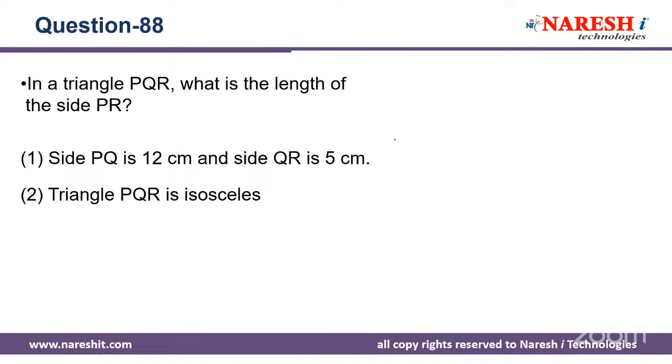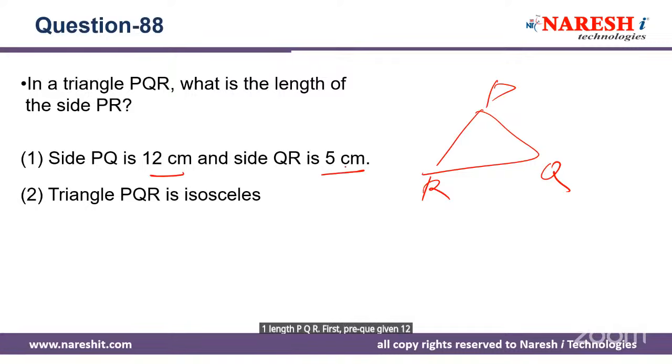In a triangle PQR, what is the length of side PR? So there is a triangle PQR. We have to find the length of one side. First statement: PQ is given as 12, QR is given as 5.